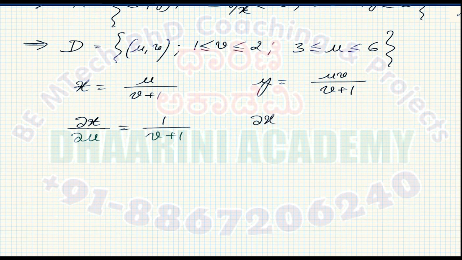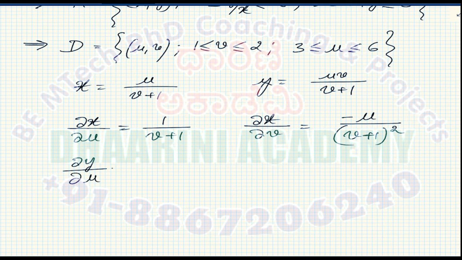Then ∂x/∂v, if you want to calculate, u is a constant, but v plus 1 is in the denominator. So this is minus u by (v plus 1) the whole square. Okay, then ∂y/∂u I want to calculate. So this is v divided by v plus 1.